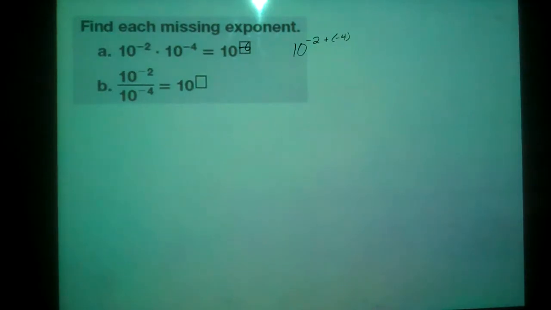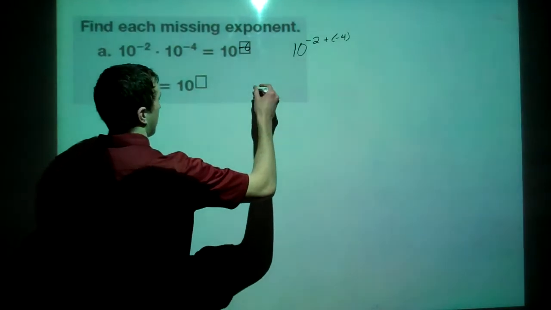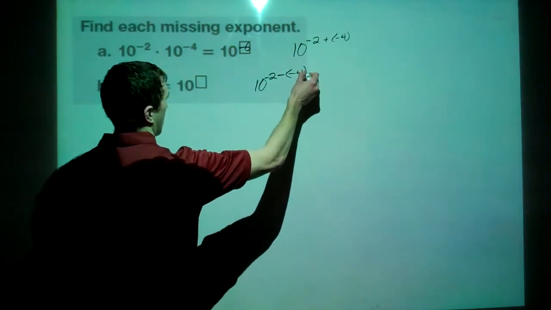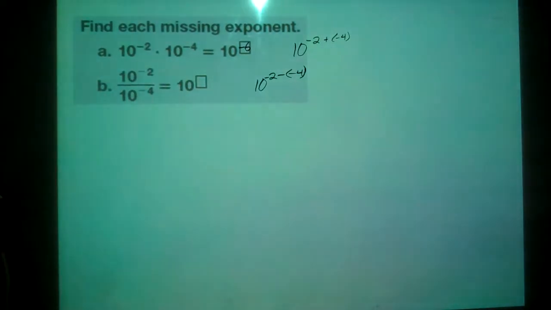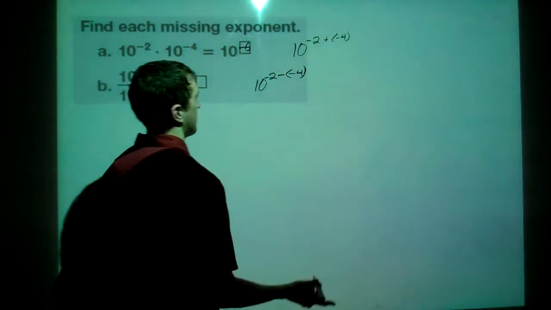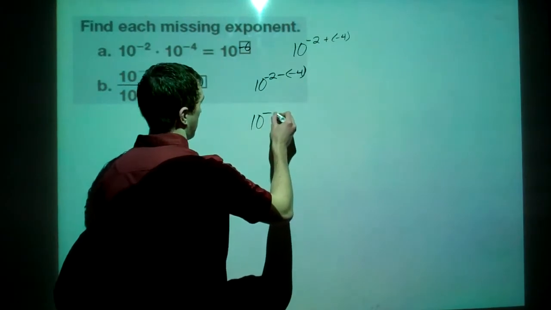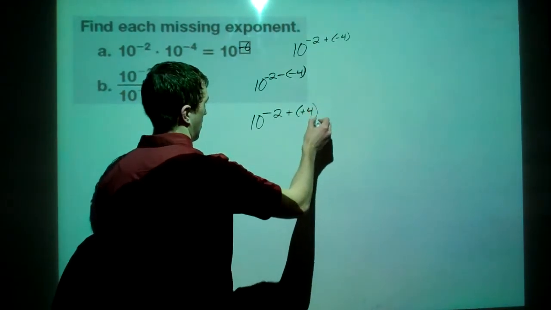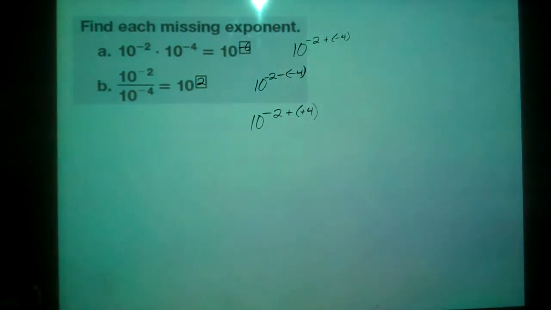Now B. 10 to the negative 2 divided by 10 to the negative 4. Same base, so we know we're going to get another base 10. And this means 10 to the negative 2 minus negative 4. So when we divide, it says we can subtract our exponents. Okay? So we've got negative 2 minus a negative 4. And whenever we subtract an integer, we could rewrite it as negative 2 plus its opposite. So we actually have negative 2 plus 4, which is 2. So 10 to the second power.